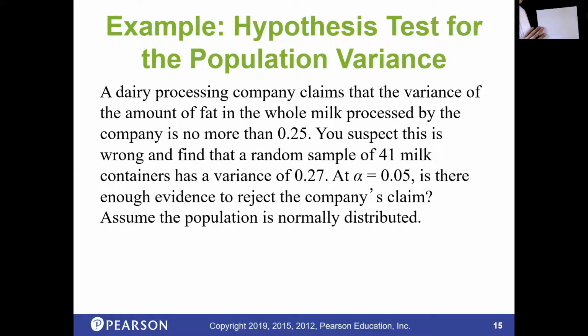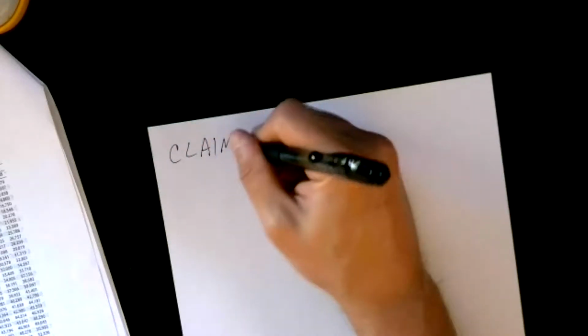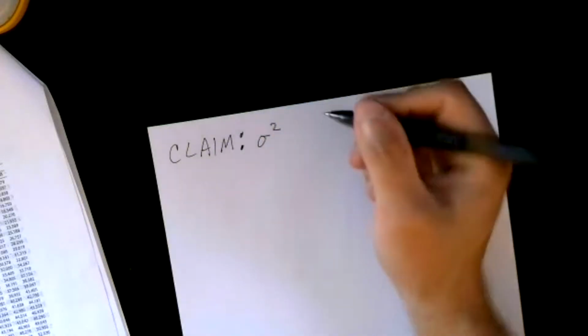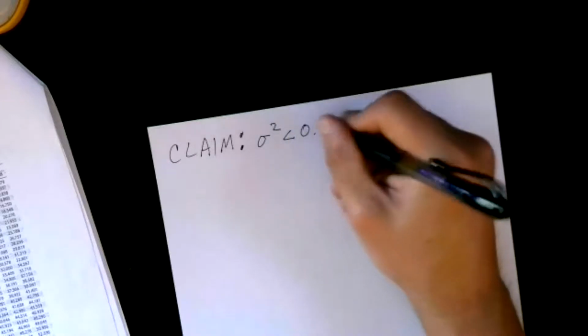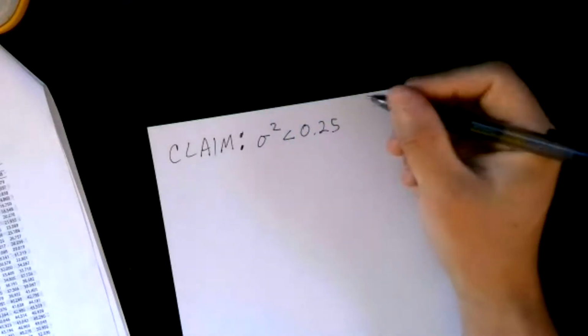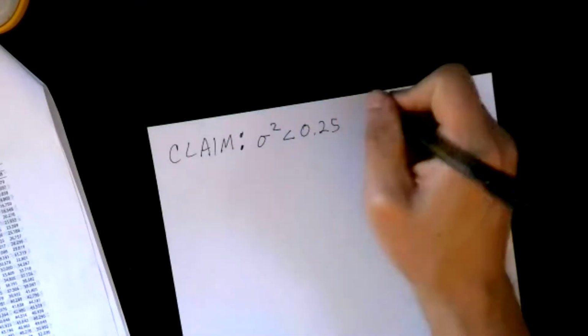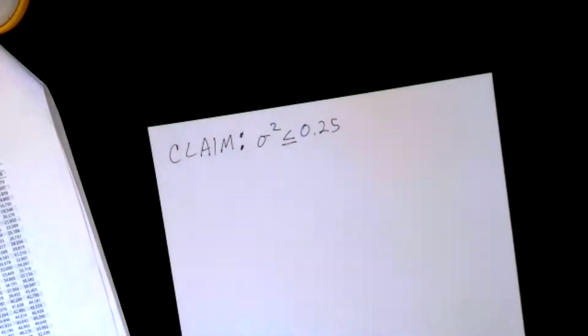Okay, so start with the claim. We're talking about the dairy producer's claim that the variance is no more than, meaning less than, 0.25. Now, if it's no more than, it means it cannot go over, but it can be equal to.